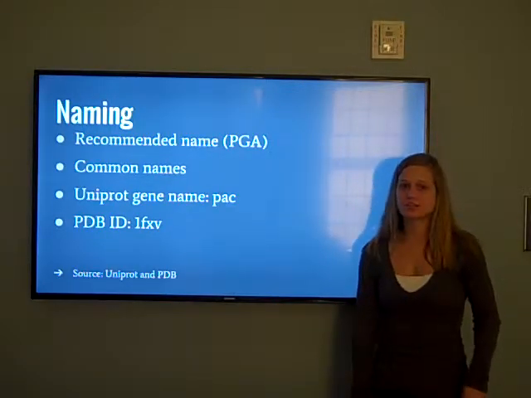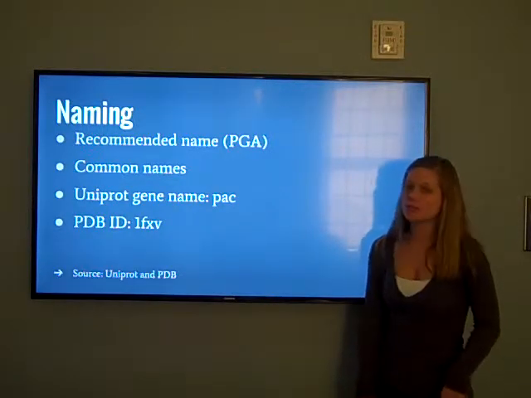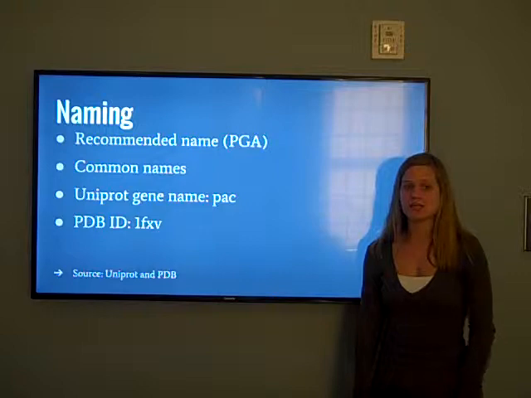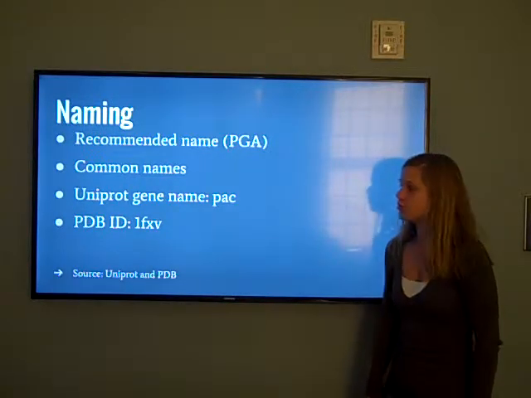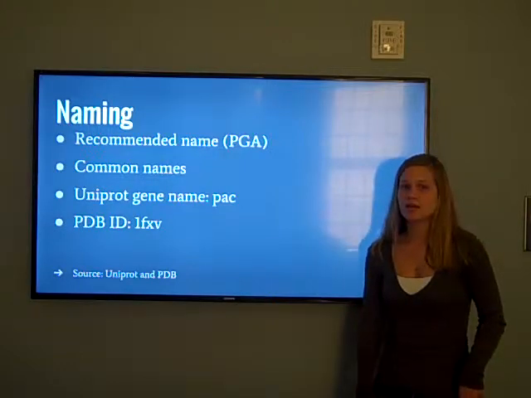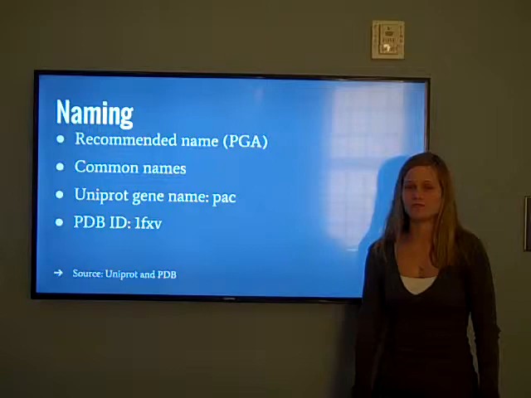Penicillin G acylase is the recommended name of our enzyme, however it is also known as PGA. It has common names such as Penicillin G amidase and Penicillin G amidohydrolase. It can be found in UniProt under the gene name PAC, and it is also found in the protein databank under the ID 1FXV.